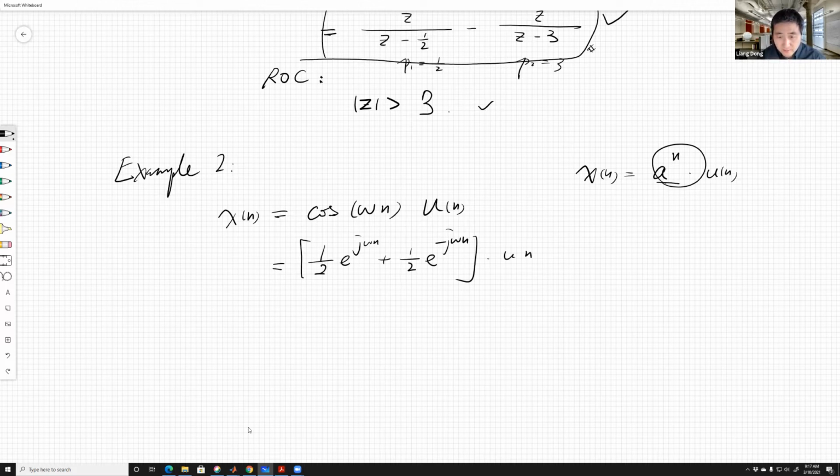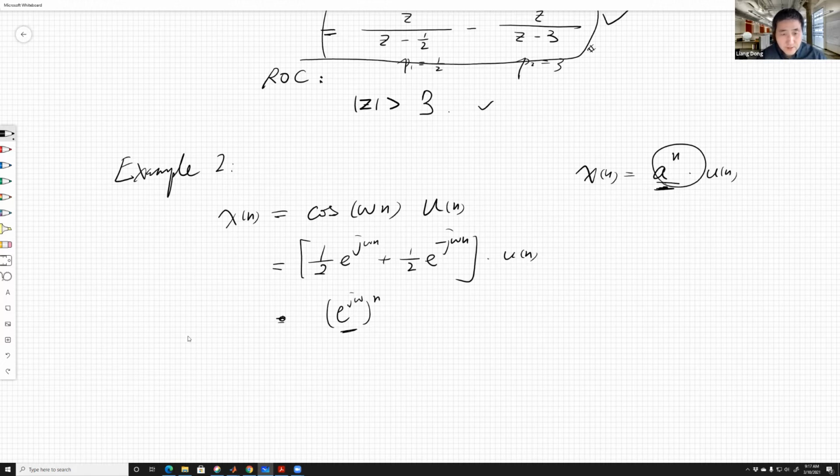That's my cosine function using the Euler identity. And it's a causal signal. So now I have a base, where the base is e to the power j omega, omega is a constant, and then this term to the power n. So that's what I like. It's the root like this.